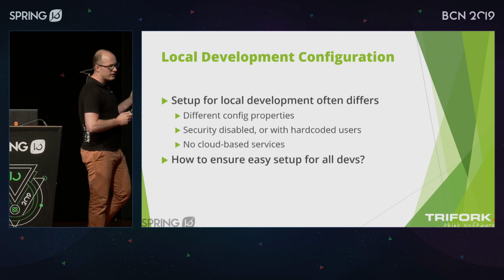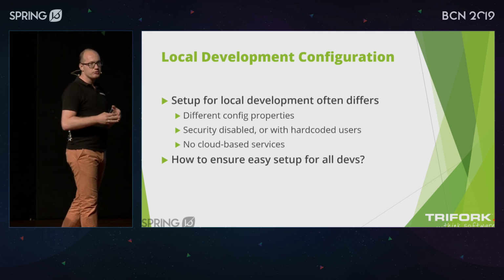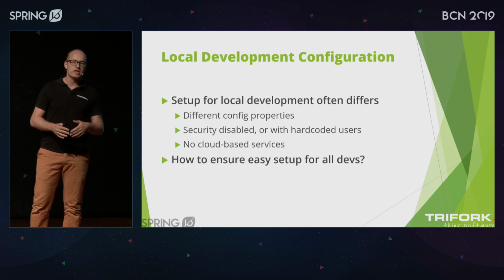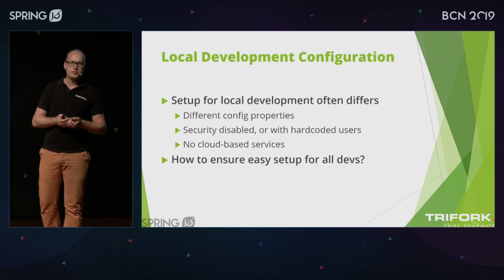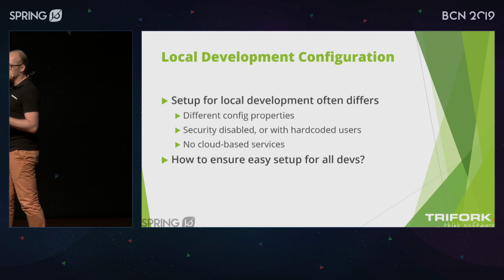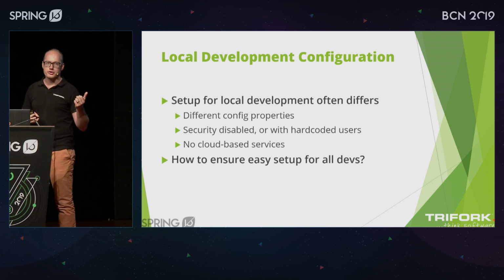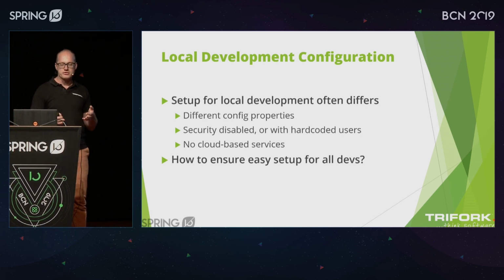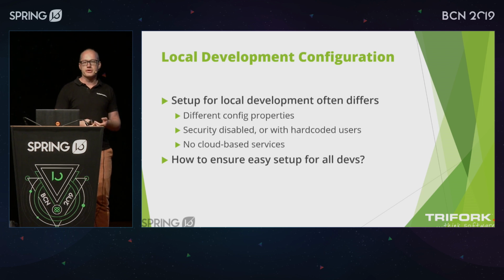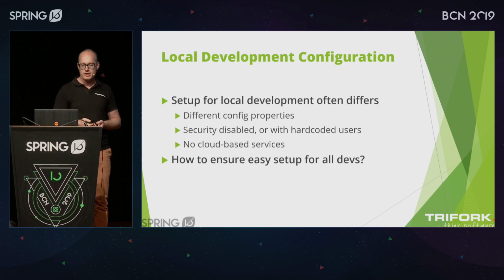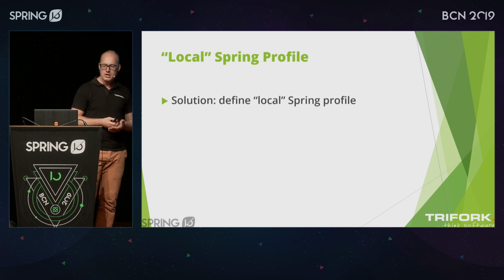Another common thing I find in building Spring applications is that you need some customizations for the local development setup. You want to have some different configuration properties. You want to have some Spring beans in a different setup because you don't want to have security enabled, or you need some different URLs configured, or you don't integrate with something like service discovery or shared configuration services. So how do you set that up?